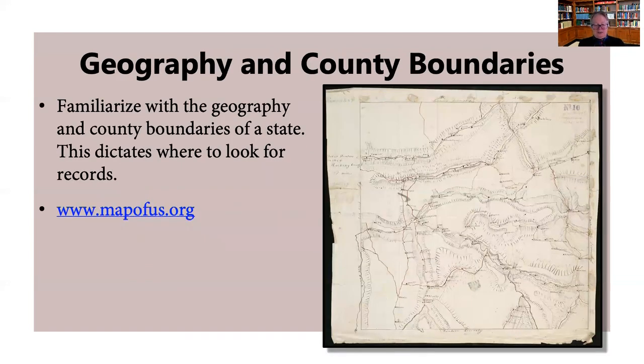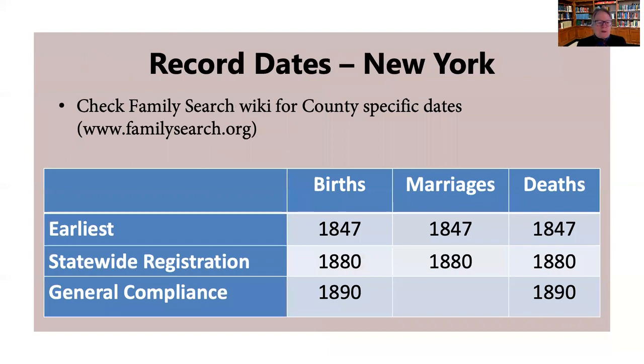So now let's talk about strategy. We've talked about records. Let's talk strategy. First of all, do familiarize yourself with the geography and county boundary changes that have taken place over time. This will dictate where to look for records. There's this old story of your ancestors may have lived in the same farmhouse for generations, but lived in 2 or 3 different counties because of border changes. A useful site for identifying county border changes is mapofus.org.